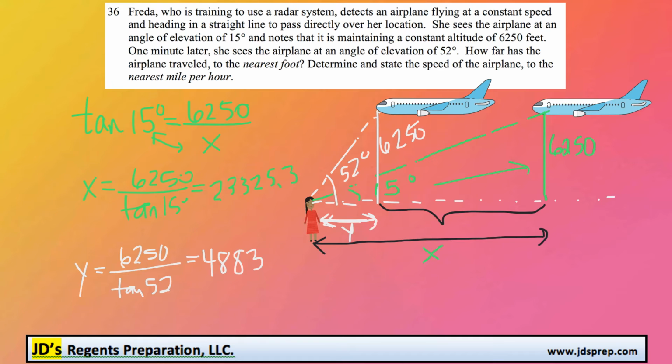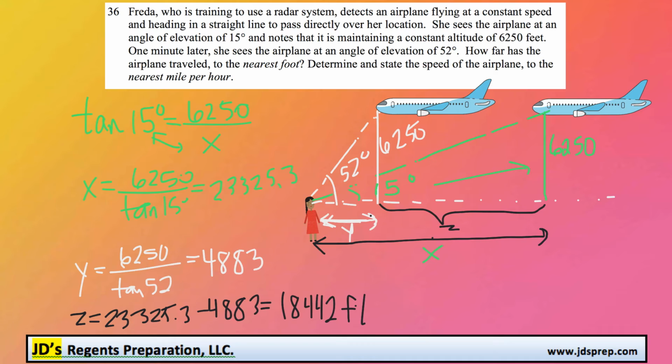Now that we have those two numbers, we're going to subtract them. So x minus y, we'll call this distance z, is going to be found by subtracting those two distances. And that gets us 18,442 feet, because we do want to round it to the nearest foot.